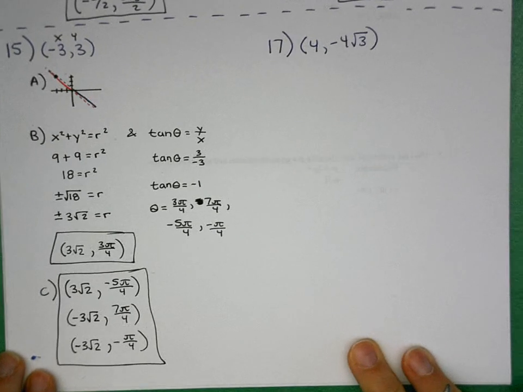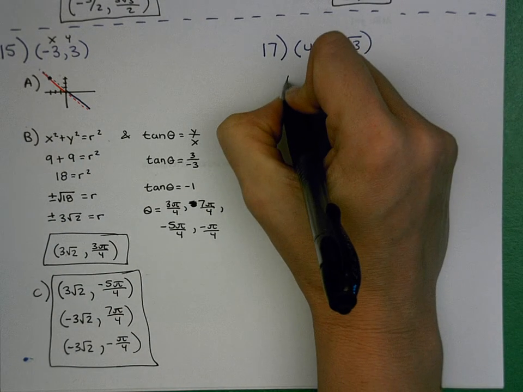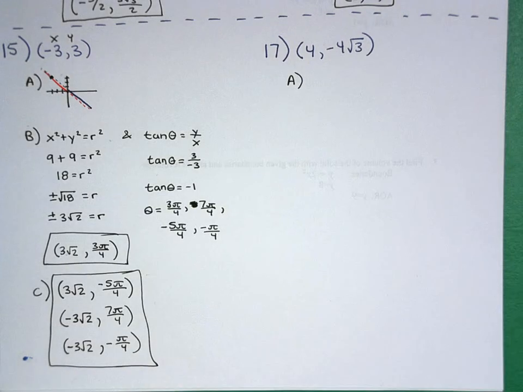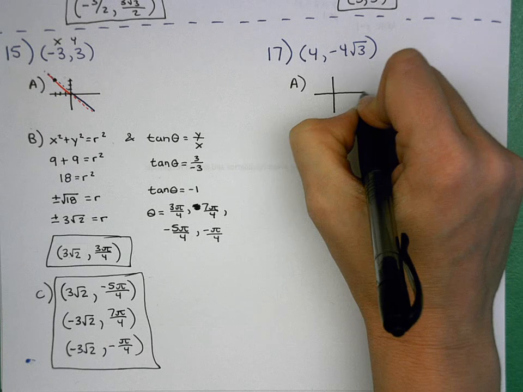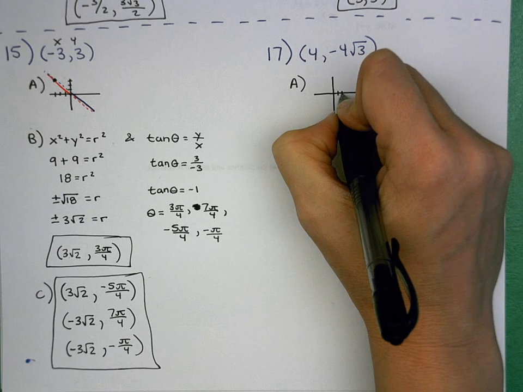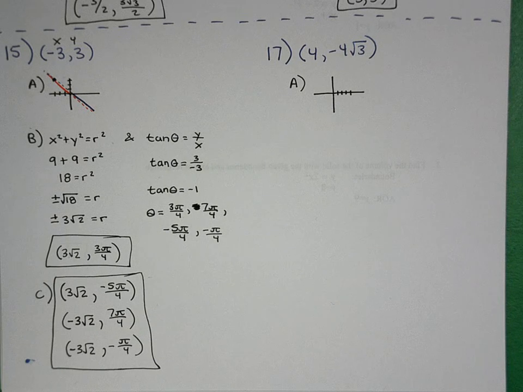And then last but not least, number 17. Starting us off, we have graphing for negative 4 root 3. If I were to graph that, 4, 1, 2, 3, 4. Negative 4 root 3. Don't know exactly what that is, but again, we can approximate it.